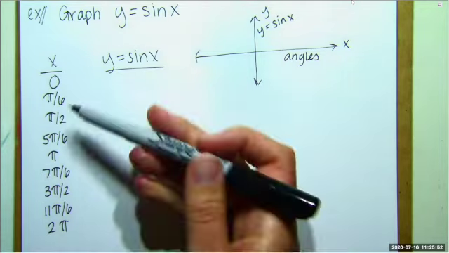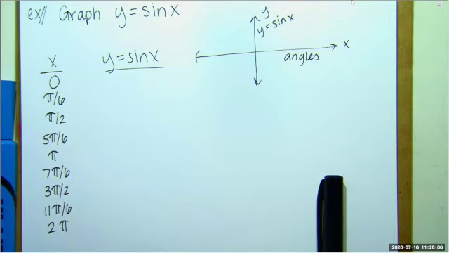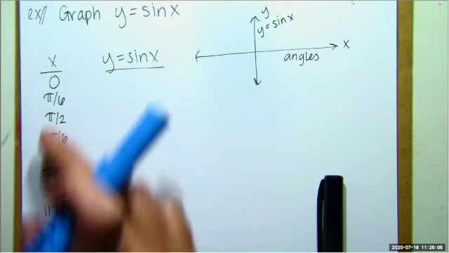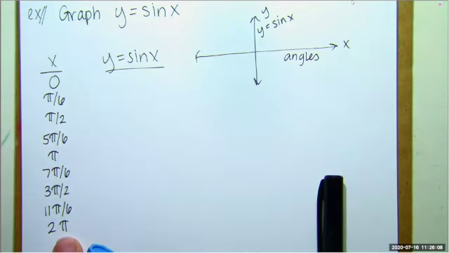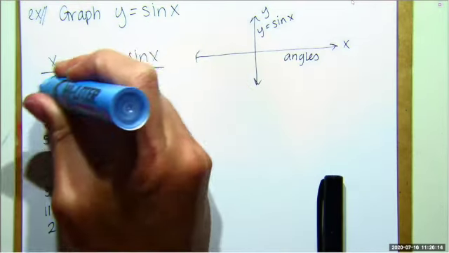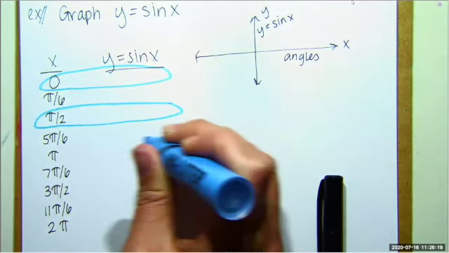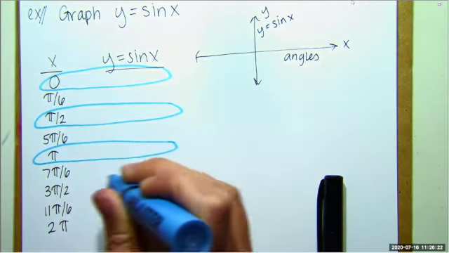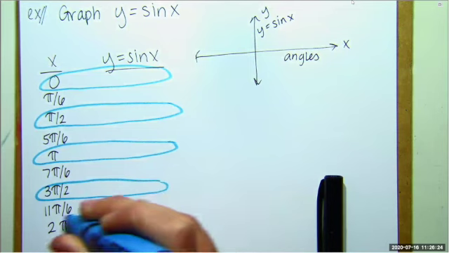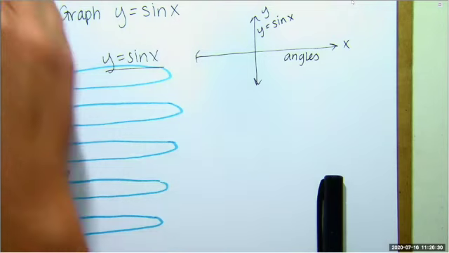Okay, so the easiest ones to evaluate are our quadrantal angles. It turns out that our quadrantal angles, quad means 4. If we take the period, which is 2 pi, and divide by 4, those tell us where our quadrantal angles are. So these are the easiest ones to do. 0, pi over 2, pi, 3 pi over 2, and 2 pi. So let's evaluate these first, and then we'll do the other ones.